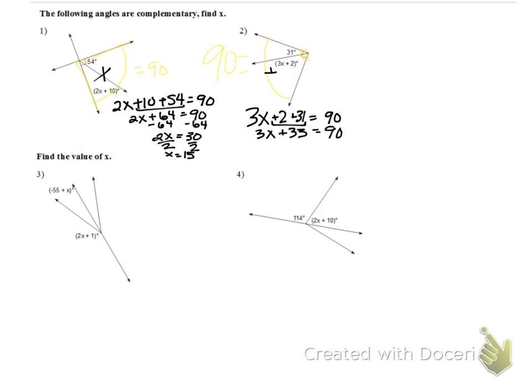Solve for x here, so minus 33. 3x equals 57. And then lastly, divide by 3. So x equals 19. Again, all it's asking for is for us to find x. We don't have to find any angles or anything like that.